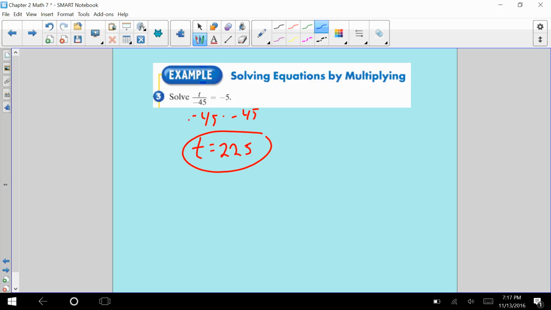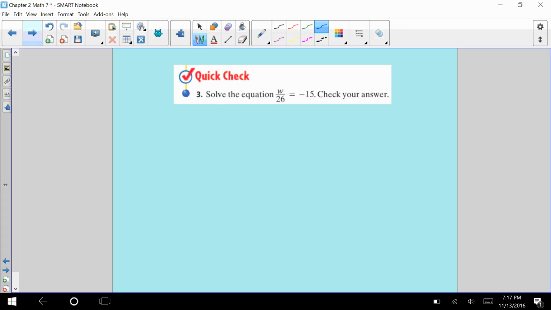So let's check our answer. 225 divided by negative 45. Does that equal negative 5? You definitely want to check on a calculator, and your calculator will tell you that it's negative 5, so it works. Try this one. w divided by 26 equals negative 15.